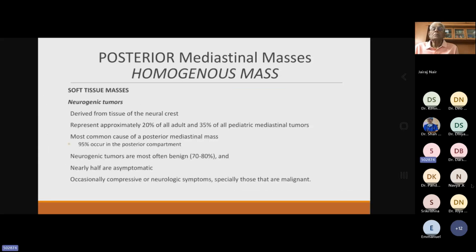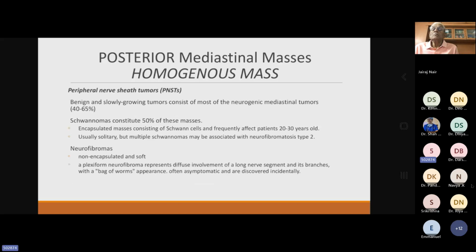Posterior mediastinal mass includes first neurogenic tumors, which are derived from the neural crest. It represents 20% of adult and 35% of pediatric tumors. Most commonly, 95% are in the posterior compartment. Neurogenic tumors are most often benign in 70 to 80% of cases. Nearly half are asymptomatic, occasionally presenting with compressive or neurological symptoms if they are malignant.